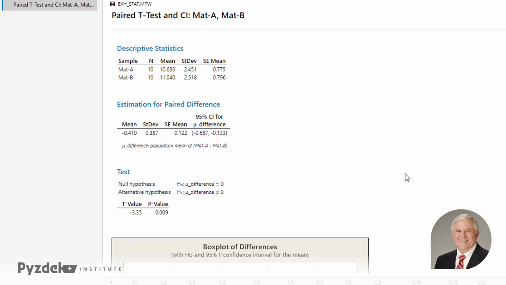Paired t-test and confidence interval for material A and material B. Minitab shows us the means, standard deviations, and standard errors. And it also shows us the confidence interval for the mean difference, and this is from minus 0.687 to minus 0.133. The interval does not include zero. Minitab gives us a p-value of 0.009, way less than our critical value of 0.05. So again, we conclude there is a difference between the two materials for the property that we measured.